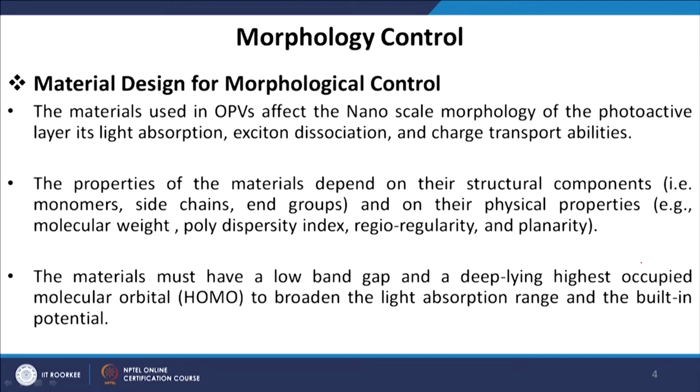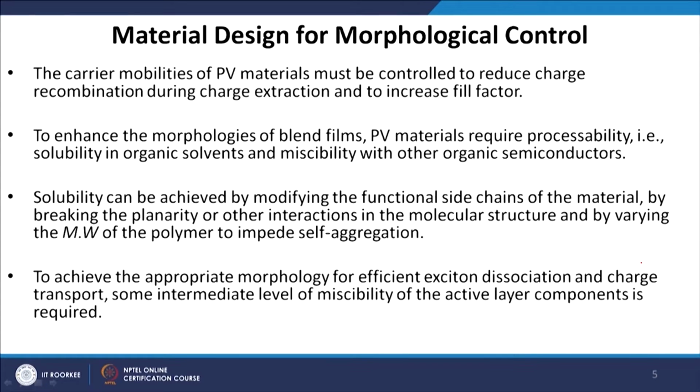The materials must have a low band gap and a deep lying highest occupied molecular orbital, HOMO, to broaden their light absorption range and the built-in potential. The carrier mobilities of the PV materials must be controlled to reduce charge recombination during charge extraction and to increase fill factor.